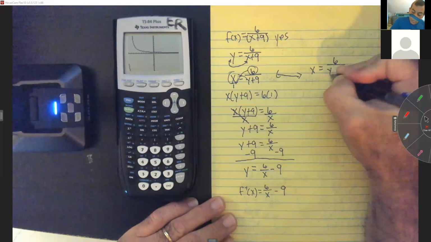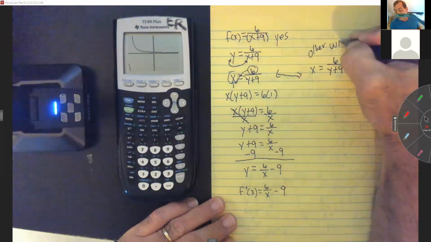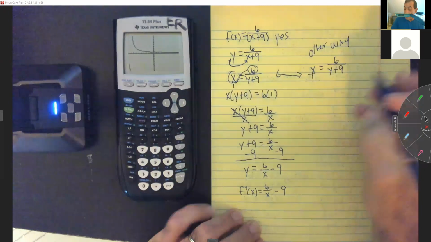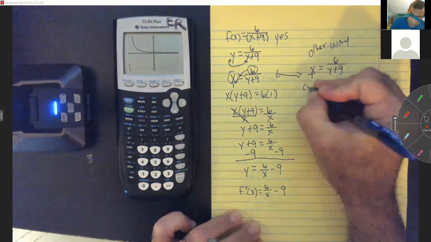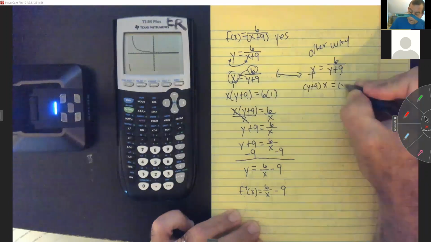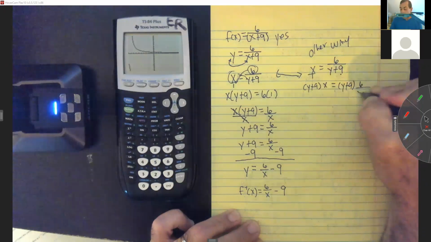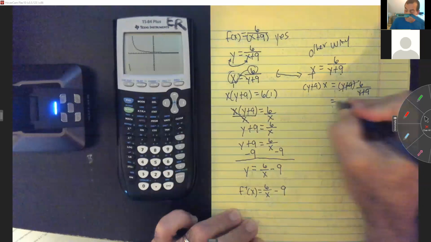So this will be the other way y'all might have learned it. The other way, they would have multiplied both sides by y plus 9 times that x equals y plus 9 times this side. Because what happened over here, they cancel. All you have is your 6.